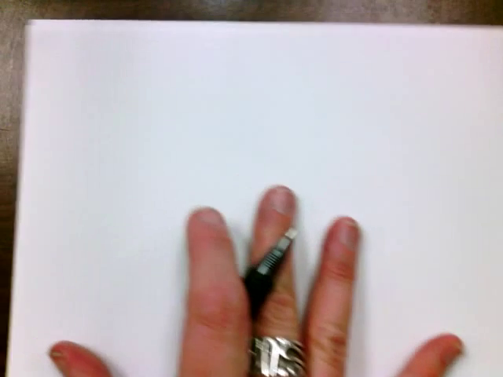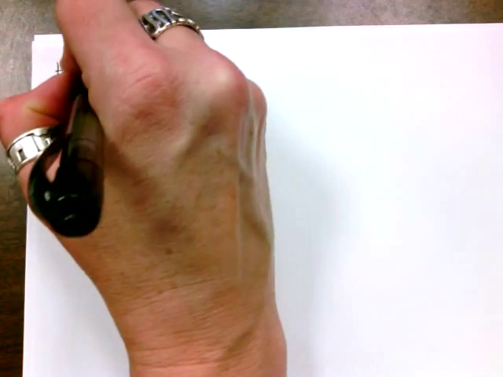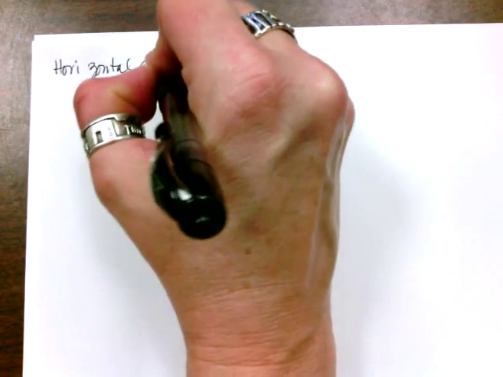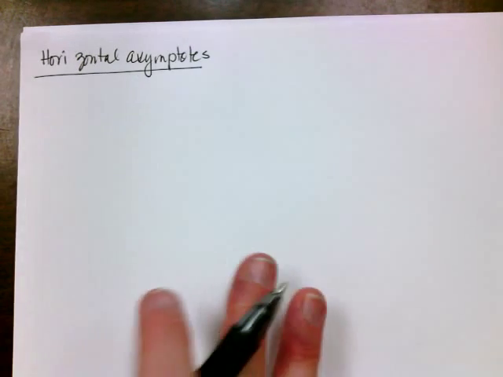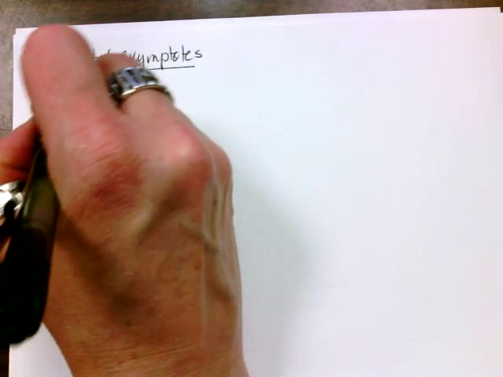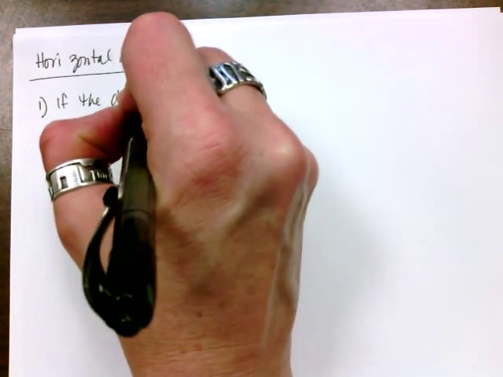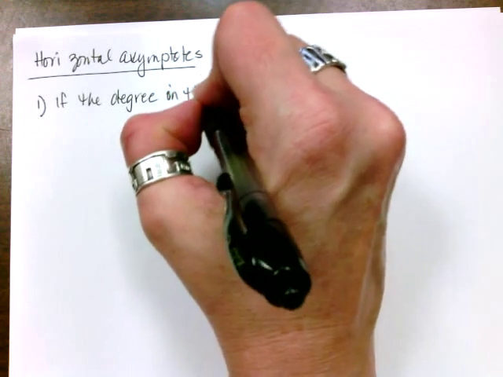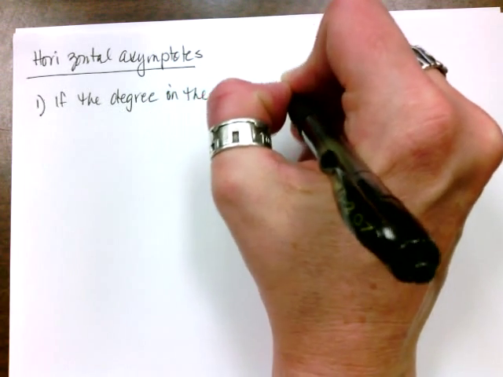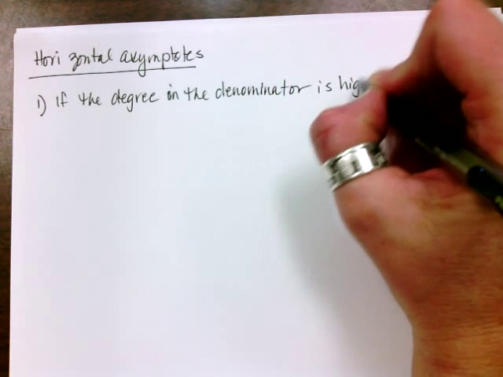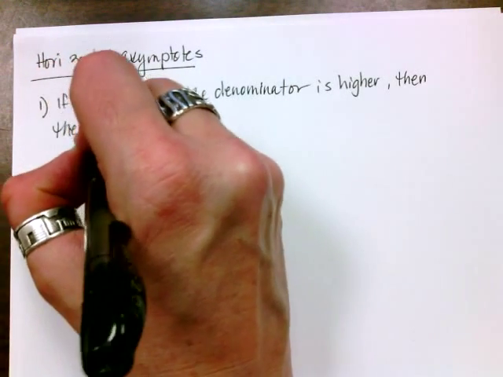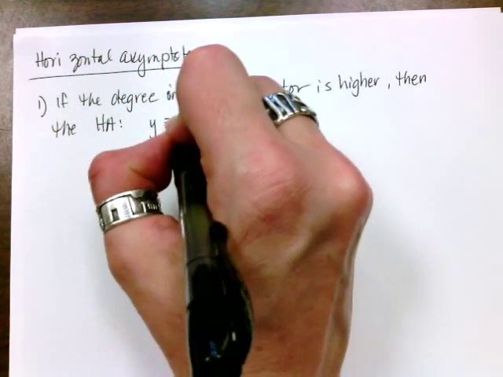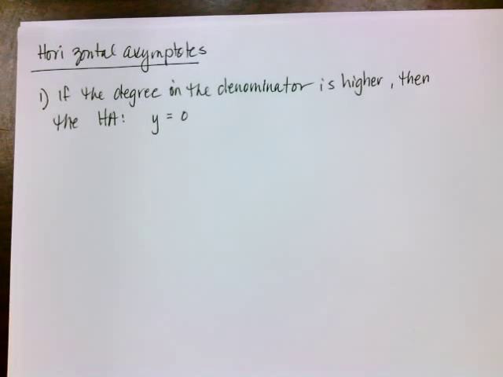So now I want to talk about our horizontal asymptotes because they are a little bit more entertaining. There are several different rules that we have to use to find our horizontals. So I'm going to give you the rules first. The first rule says if the degree in the denominator is higher than the degree of the numerator, then the horizontal asymptote is going to be y is equal to 0. Okay, and this is something that you are just going to have to memorize.